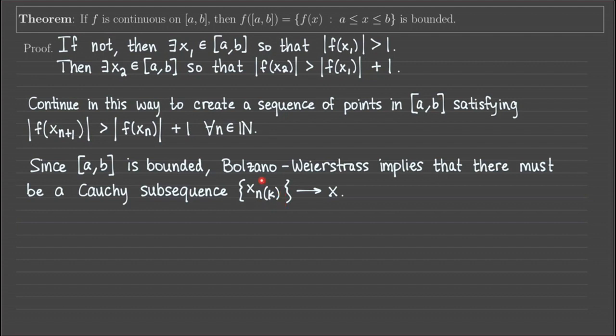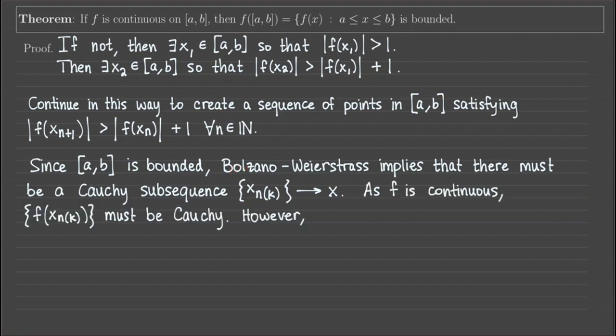Now this is a sequence of points which is converging in the domain of f. F is a continuous function, so that means that the sequence of outputs also has to converge, or in other words, the sequence of outputs must be a Cauchy sequence as well. It has to be tending towards something. But could this sequence of outputs really be Cauchy?